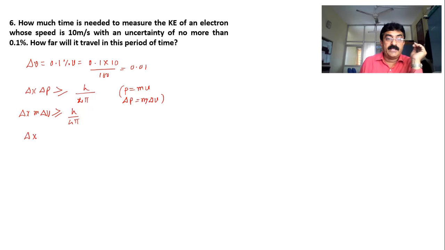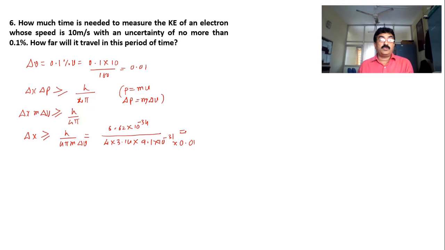Okay, now delta X greater than or equal to H by 4 pi M into delta V, that is equal to 6.62 into 10 to the power of minus 34, that is Planck's constant value, divided by 4 into 3.14 into mass of the electron 9.1 into 10 power minus 31 into 0.01. Dear students, remember you have to do the substitution. Without substitution, simply by using calculator you do the calculation, you lose marks. Okay, well, I have done the substitution. Now I am doing the calculation. Meanwhile you also can do the calculation.